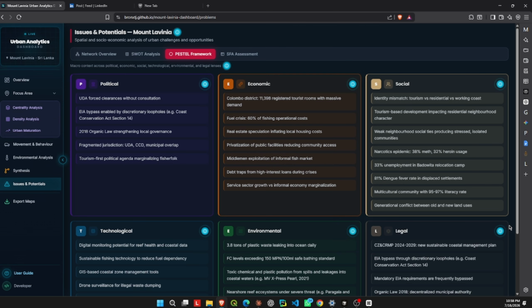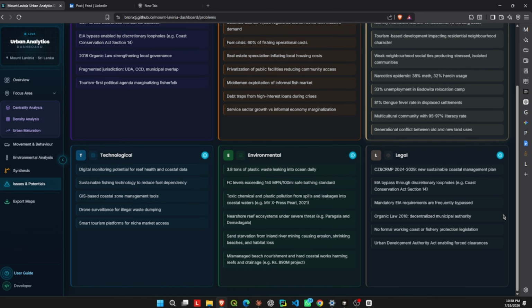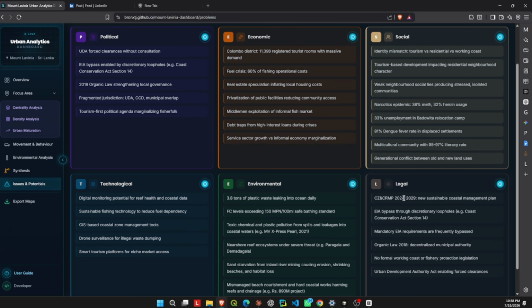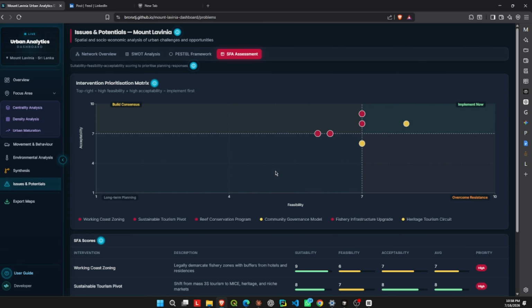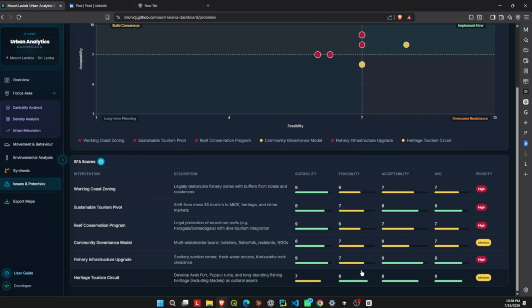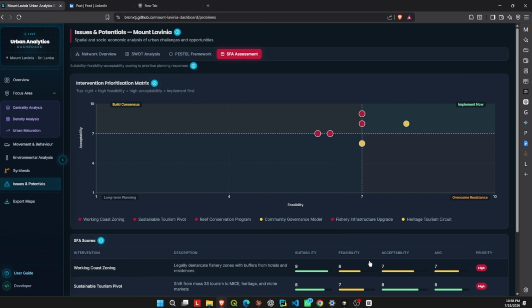The final takeaway is that strong tourism demand and weak governance face serious environmental damage. But there's a pathway for this. Legally, there is a way to find a solution for this, right? And then the fourth one is the SFA assessment. SFA scores 6 planning ideas on 3 questions, right? Question 1 is suitability, the second one is feasibility, and the third one is acceptability.